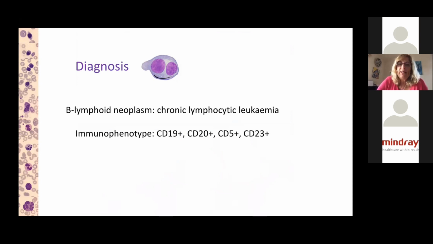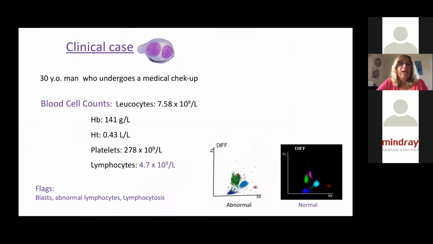immunophenotype showed that these lymphoid cells were positive for B markers, CD5, and CD23. Next case is a 30-year-old man who undergoes a medical checkup. He feels well, but he is going for a medical checkup to the doctor.